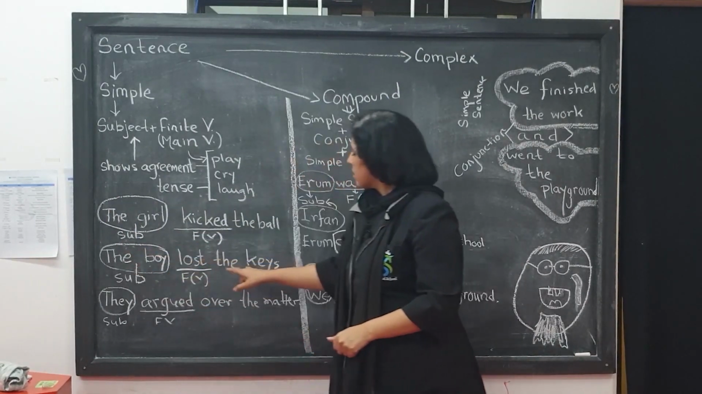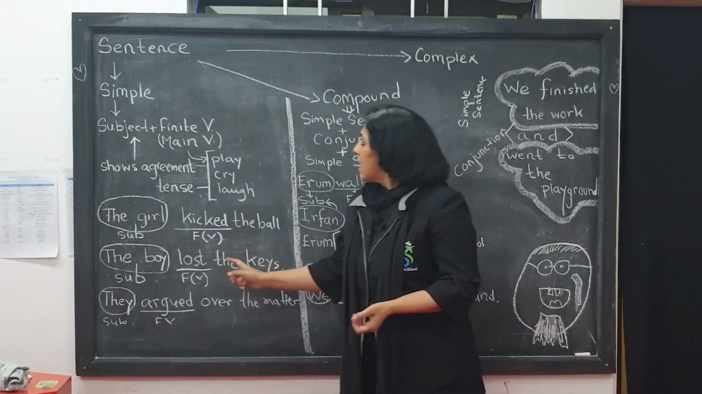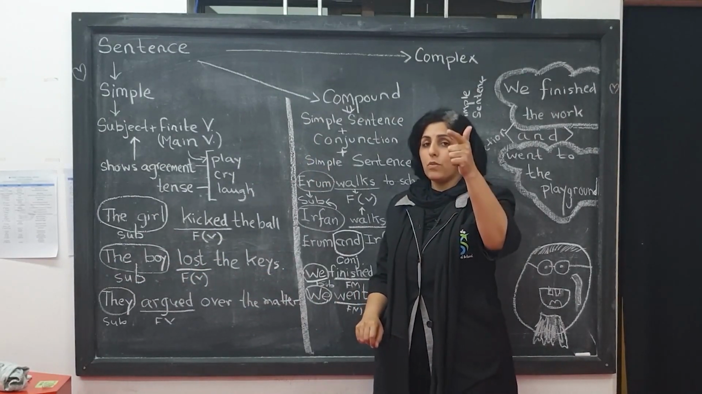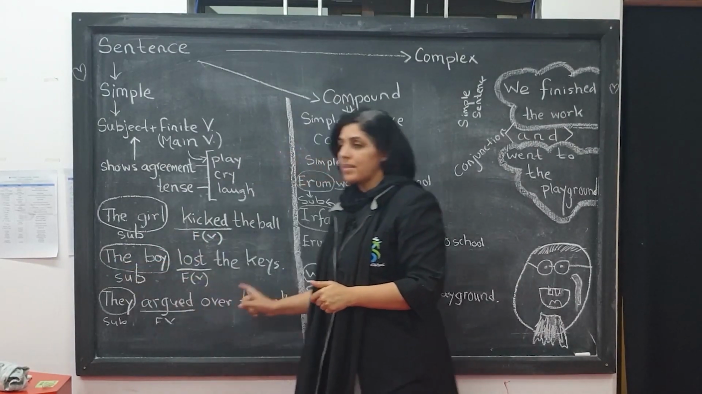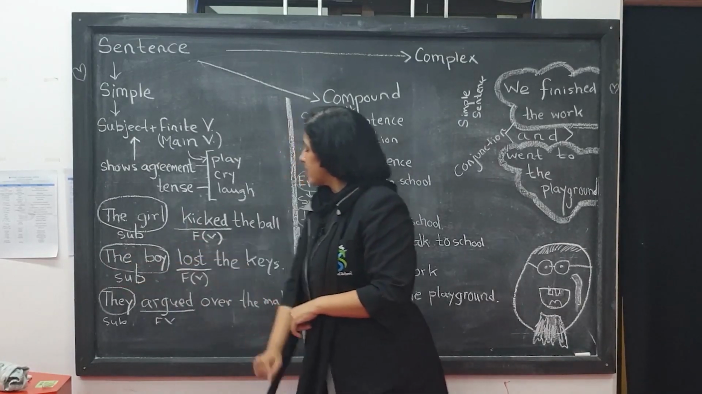The boy lost the keys. The boy is the subject. Lost is the finite verb. So we have a subject and a finite verb. What kind of a sentence is this? Simple sentence, right? Okay, moving on to another example.